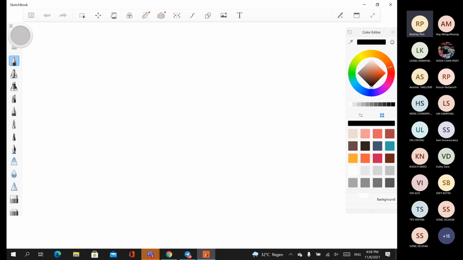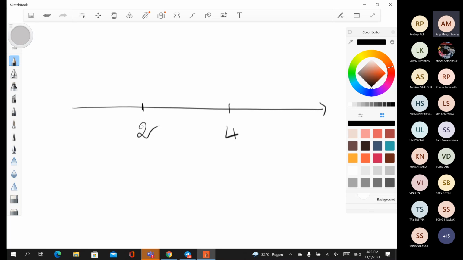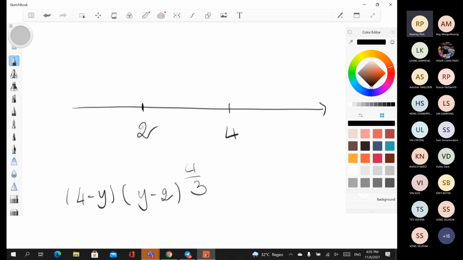Okay, you have 2 solutions, right? We have 2 and 4, y equal to 2 and y equal to 4. So if our value is less than 2. Wait, let me calculate a bit, teacher. 4 minus y multiplied by y minus 2. It should be negative.